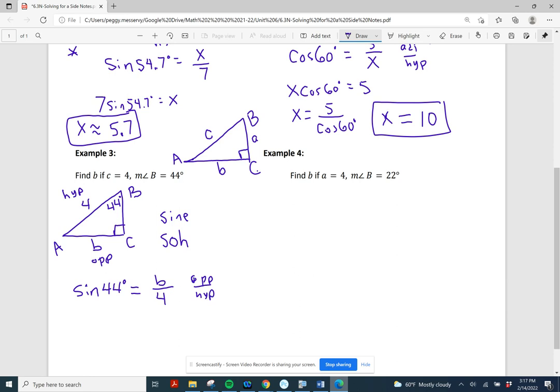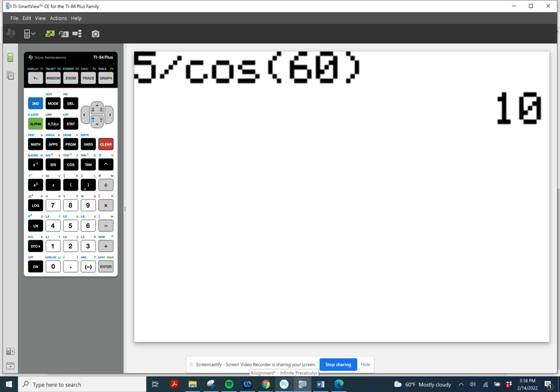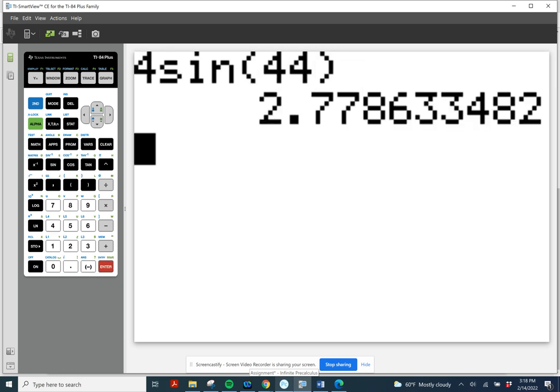Okay. Now we need to solve that for b. Well, that's going to be easy because to solve for b, I just need to multiply both sides by 4 to undo the dividing by 4. So sine of 44 degrees times 4 is going to equal b. We're going to grab our calculator, and we're going to do 4 times the sine of 44 degrees, and we have 2.8.